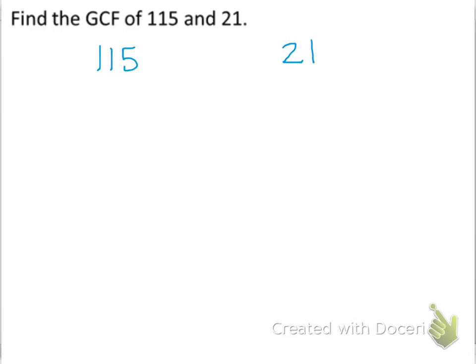All right, 115. I know that's divisible by 5 because it ends in a 5. So I'm going to write my 5 here, but I don't know how many times it will go into 115. So I'm going to do my division off on the side here. 115, sorry, how many times can 5 go into 1? It can't. So how many times can 5 go into 11? It goes in twice, and 2 times 5 is 10.